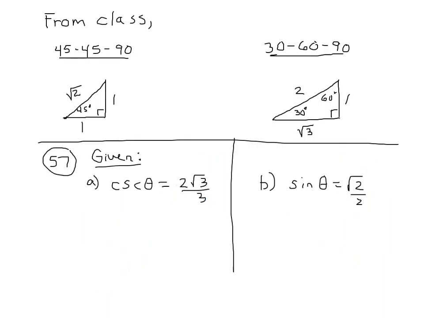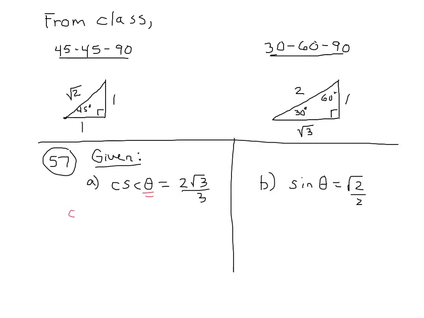Our next problem, we have cosecant of theta equals 2 radical 3 over 3, and we're trying to figure out what the value of theta is. Now it says degrees or radians. We haven't talked radians yet, so ignore that part. Hopefully you're watching this video to know that. So we're trying to figure out what theta gives us a cosecant value of 2 radical 3 over 3. So I'm going to do this.